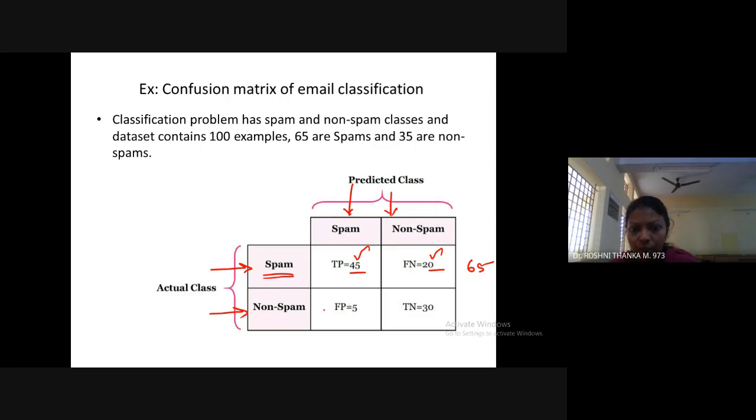And in non-spam mail, you can see 5 plus 30, that is 35. Totally 35 non-spam mails. Out of these, 30 are correctly classified as non-spam mail and 5 are incorrectly classified as spam mail. Actually they are not spam mail, but 5 are classified as spam.